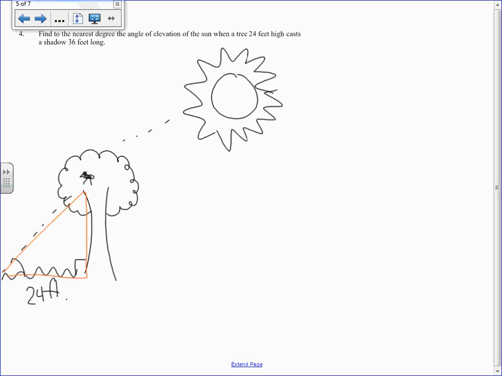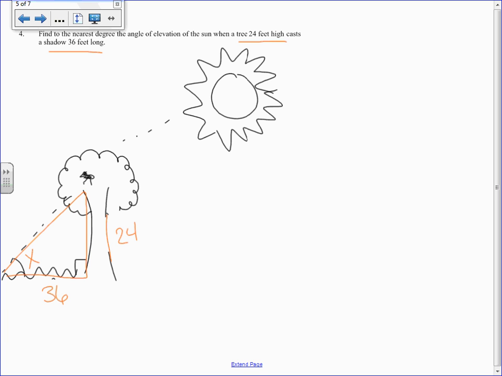And so I want to know my angle. Oh, and I forgot that I mixed this up. My tree is 24 feet tall, and my shadow is 36. There we go. A tree 24 feet high casts a shadow that's 36 feet long. Oopsie daisy. And I want to know my angle.